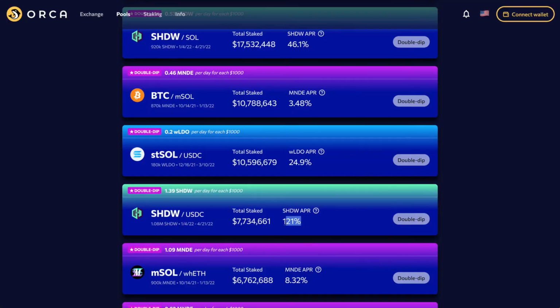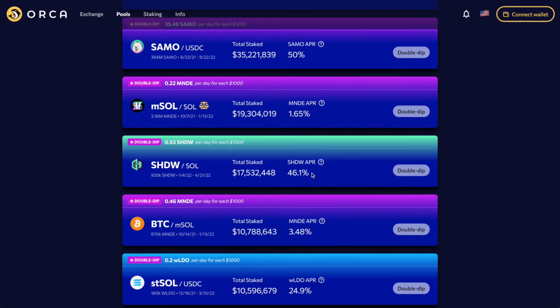So here's my take on this. If you're getting 120% APR, keep that value in mind, or 46% APR, keep that in mind as well. What you're doing is you're getting Shadow tokens as well as, I think, a small amount of Orca tokens.